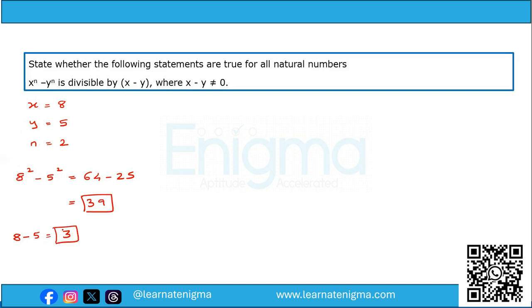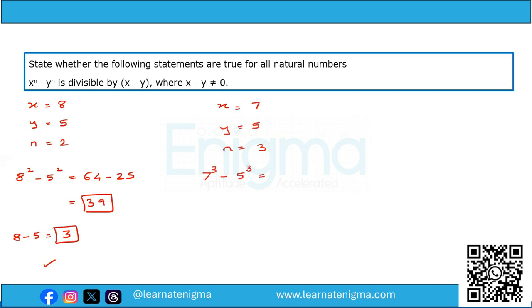So the statement holds true for these values of x, y, and n, where all these three are natural numbers and x minus y is not equal to 0. So this is true. Now let's take another hypothetical value, x equal to 7, y equal to 5, and n equal to 3. Okay, so 7 cube minus 5 cube.